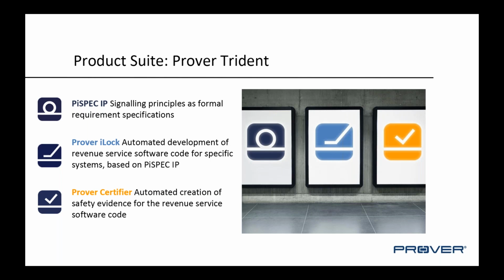Then finally, we have Prover Certifier, which is a formal verification tool that is used independently of Prover iLock. You can use it to generate safety evidence for your system that is independent of the tool that developed the system, Prover iLock. It takes the generated software and the configuration data of your system together with the safety requirements and verifies that the software that you have generated fulfills these requirements. Of course, the same process can be applied even if you have systems that you have developed in a more traditional way without using Prover.